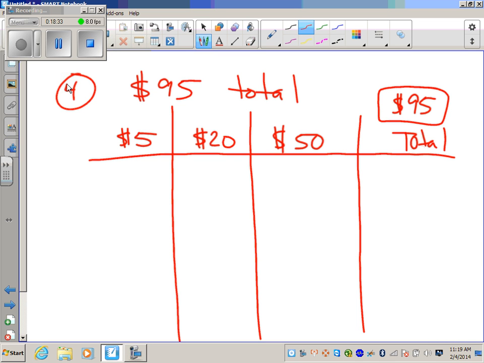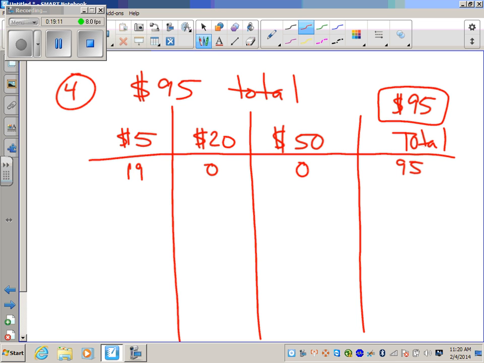Could they have spent $95 just using fives? How many fives would that take to get $95? 19. So 19, 0, 0 would give us a total of $95. One way. Could they have used less than 19? Could they have used 18? 18 would give them 90, and there's no other way using 20s or 50s to get 95.